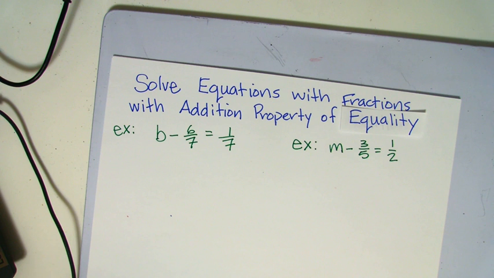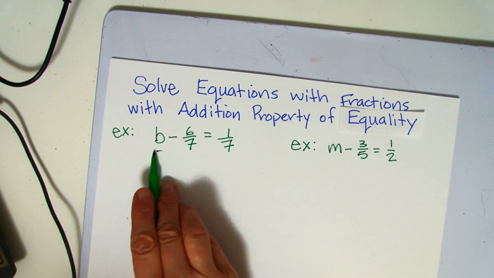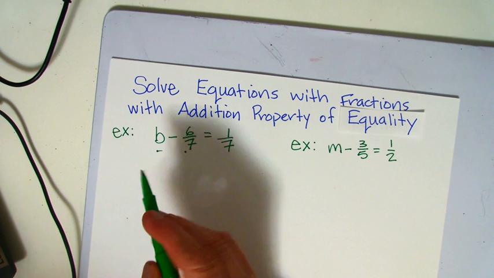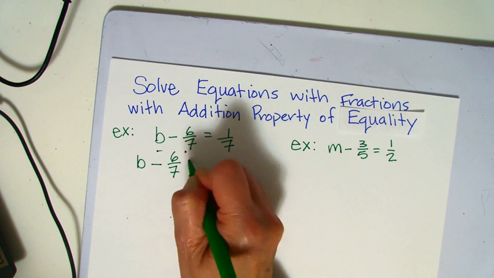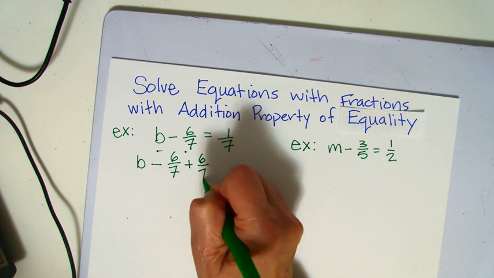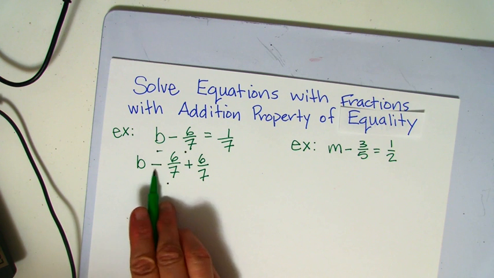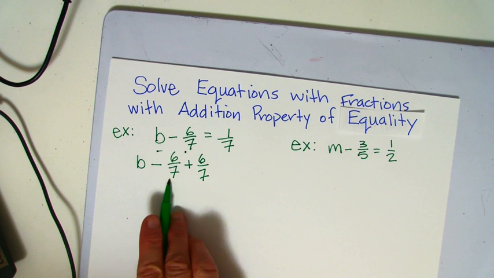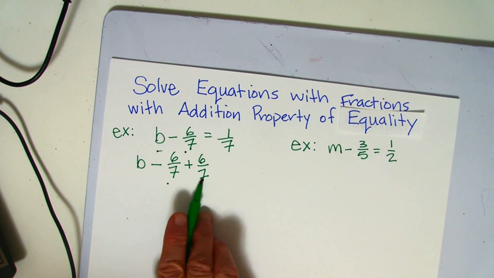To use the addition property of equality, instead of subtracting a term on both sides, we're going to add a term to both sides. We want to isolate b, so we're going to add 6/7 to both sides. b minus 6/7 plus 6/7 is basically going to eliminate it, because now this minus 6/7 looks like a negative 6/7. So a negative paired with a positive means that they will cancel out.